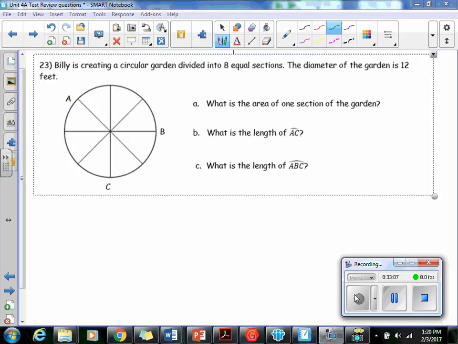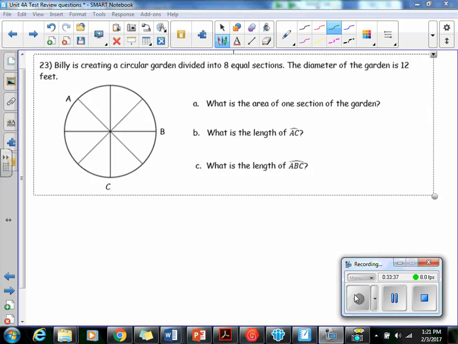All right, for number 23. 23 says, Billy is creating a circular garden divided into 8 equal sections. The diameter of the garden is 12 feet. Now, the thing I need you to think about is this. They're asking you to find the area of one section of the garden. They're asking for the length of an arc, and they're asking for the length of another arc.